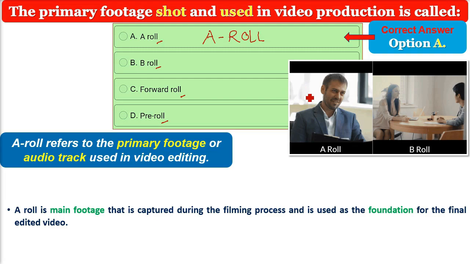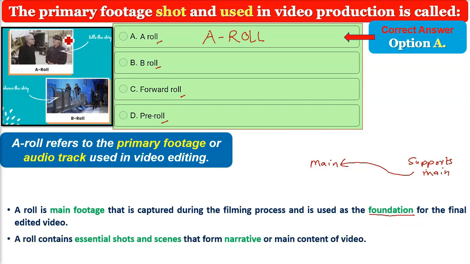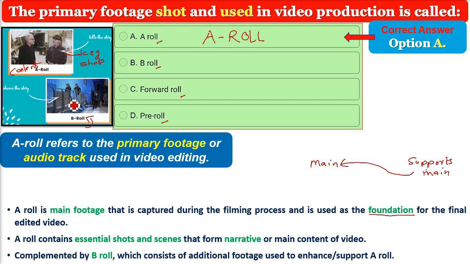So this term refers to the key or main footage that is captured during the filming process and is typically used as the basis or foundation for the final edited video. The A roll contains the essential shots and scenes that form the narrative or main content of the video. It is often complemented by the B roll, which consists of additional footage used to enhance or support the A roll.